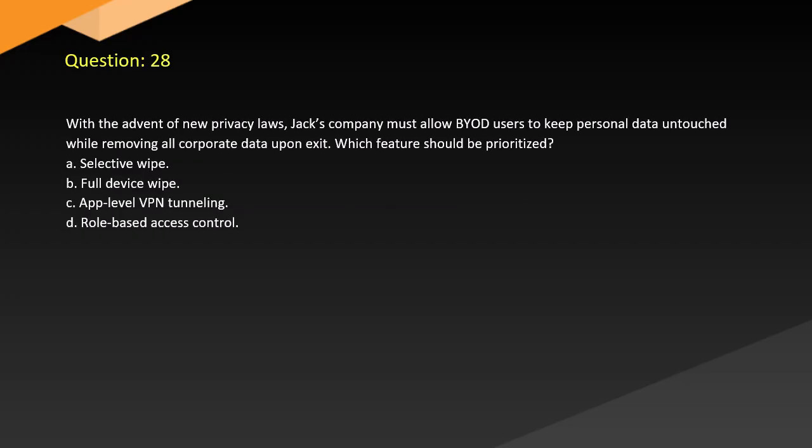Question 28. With the advent of new privacy laws, Jack's company must allow BYOD users to keep personal data untouched while removing all corporate data upon exit. Which feature should be prioritized? A. Selective wipe. B. Full device wipe. C. App-level VPN tunneling. D. Role-based access control.